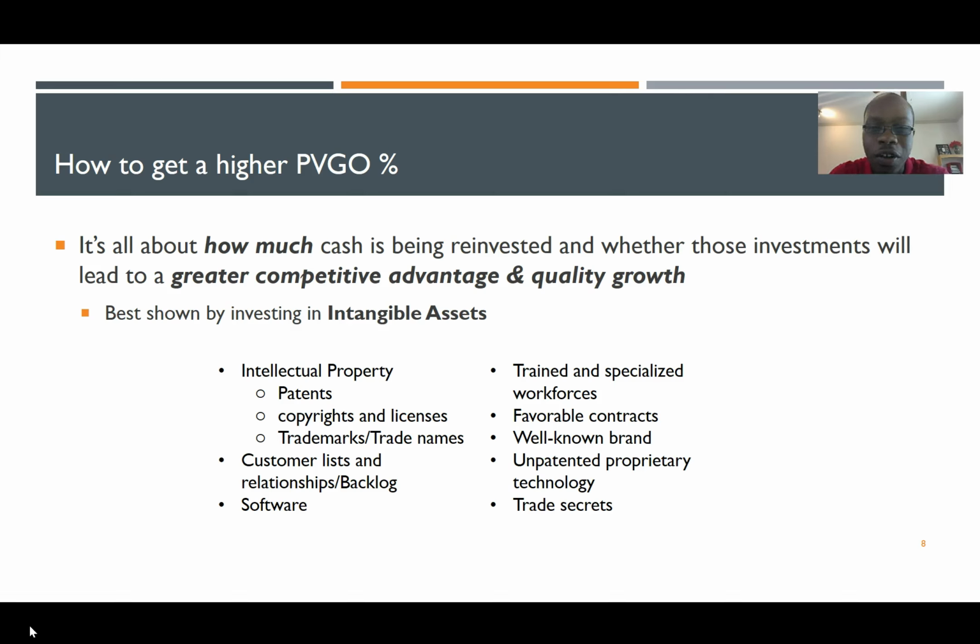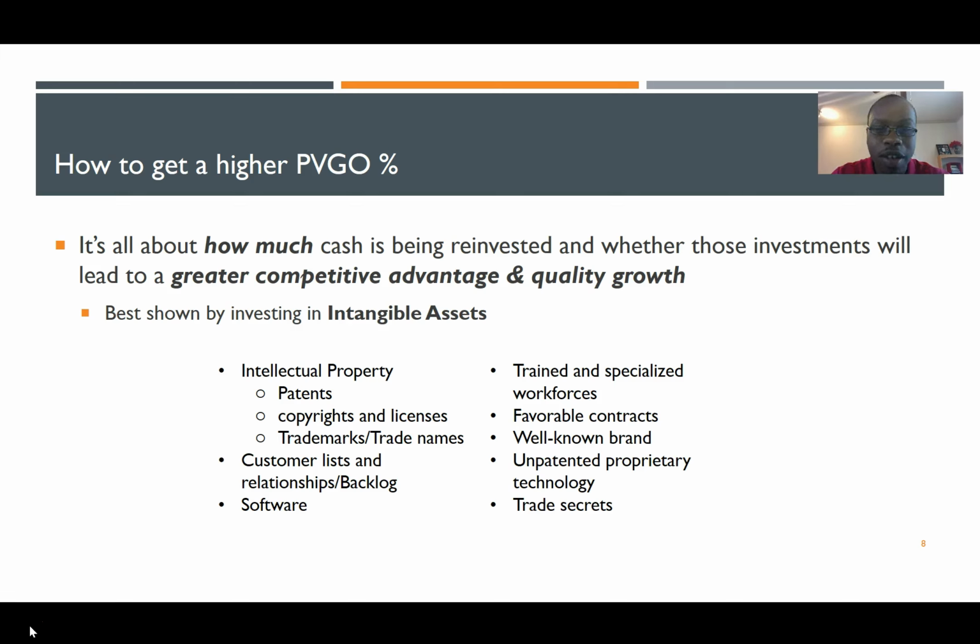To me, it is all about, once again, how much are you reinvesting, but more importantly, are those investments leading to a greater competitive advantage and greater quality growth? Those two things are connected, and it's based off of return on invested capital. So are you investing in assets that will lead to a higher return on invested capital in the further out future for a younger company, or in the near term future for an older company? The best way to do that is to invest in intangible assets, something almost never talked about, but that's where competitive advantages usually stem from.